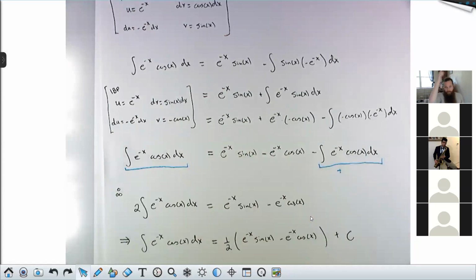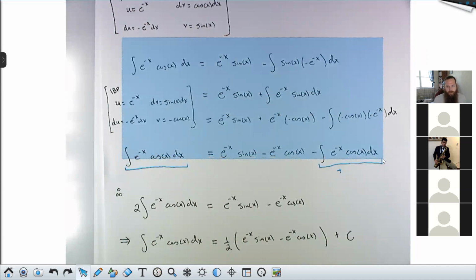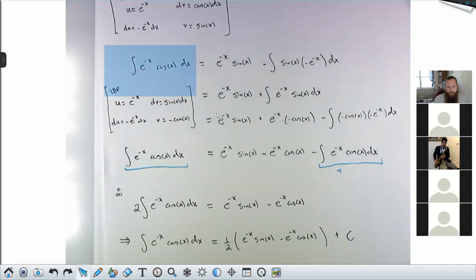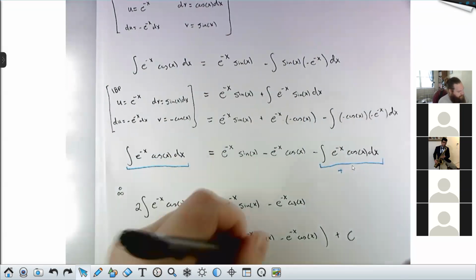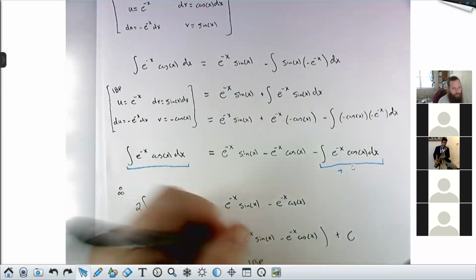That's it. So it kind of feels weird. It kind of feels magical in the sense that I'm never really cooking this integral up. I do 2 runs of IBP, and then I get this equation: my integral is equal to some stuff minus my integral. Like I said, it feels magical, it feels weird, but it works. These are called looping integrals, looping integration by parts.